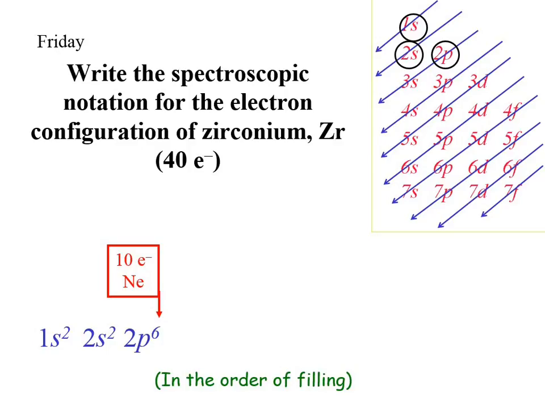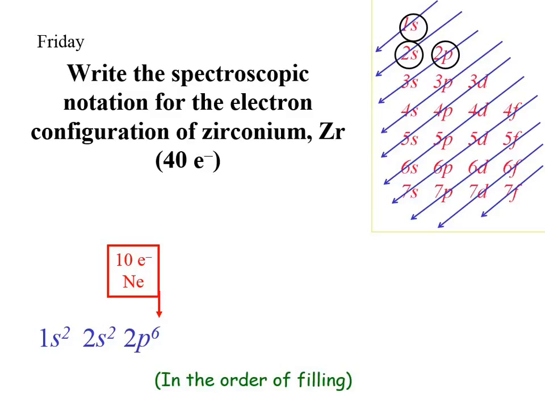So we said this was 30, so we're at 36. Wait, is that right? Yeah. Okay, good. So we only need 4 more? Okay, so where do they go next? 5s. And how many? 5s2. So I need 2 more. Where do the last 2 go? They go in the 4D. Very good. 4D2. Perfect.